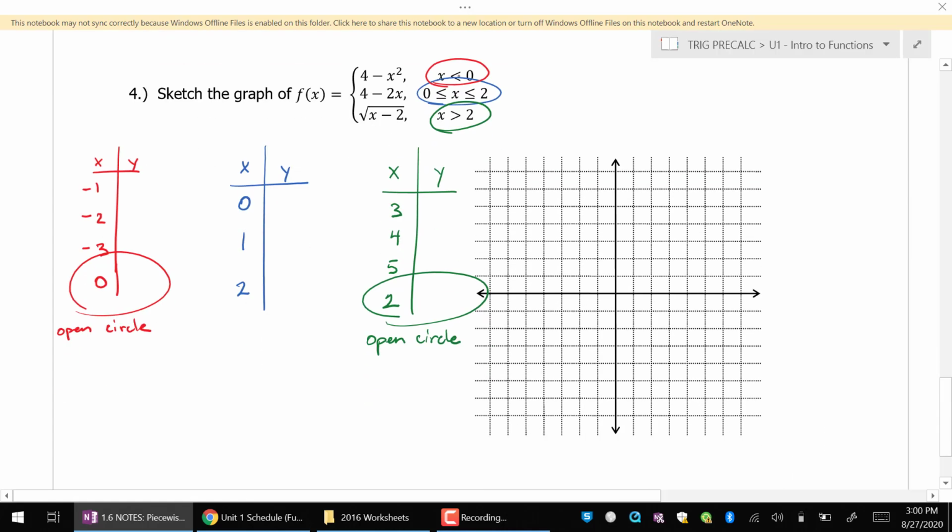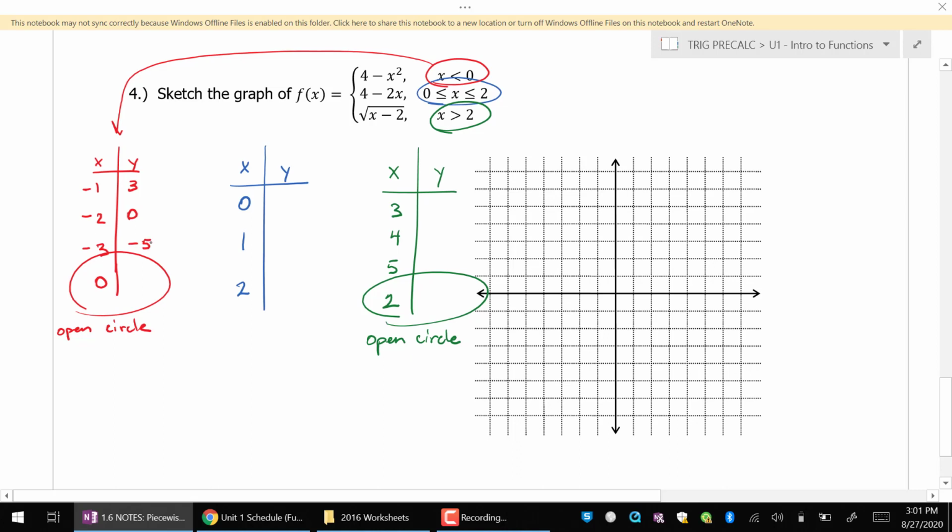On the domain x is less than 0. So for all numbers where x is less than 0, I'm going to come over here and create a little data table, an x f of x table, or an xy table. And I only want to use inputs that are less than 0 according to the domain restriction that I have. So if I plug in -1, I'll have 4 minus 1, which is going to be 3. Plug in -2. Plug in -3. And then I want to actually include 0 here.